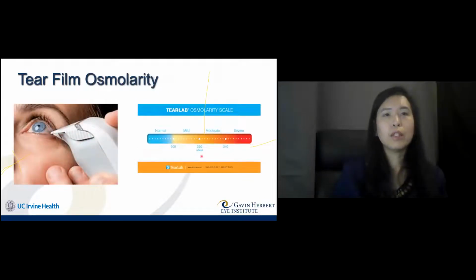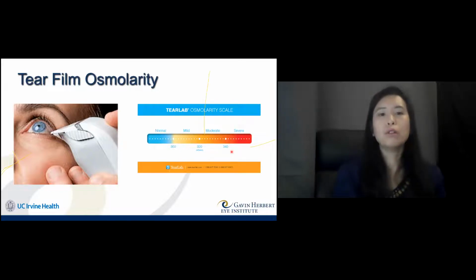Another test that can be done is to test the tear osmolarity. What that means is how concentrated your tears are. If your tears are more concentrated, that means it's very abnormal, right? You have a higher concentration. That means you don't have enough liquid in the tear film. It also points more towards the diagnosis of dry eye if this number constantly fluctuates.